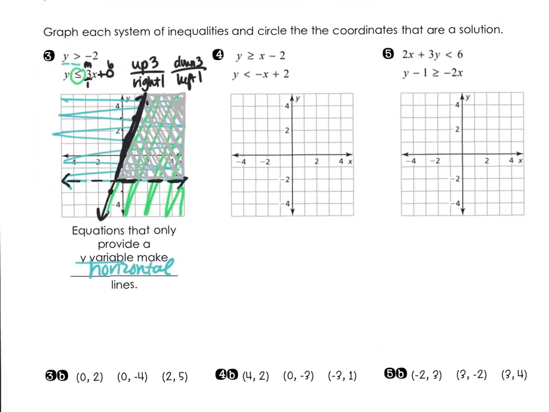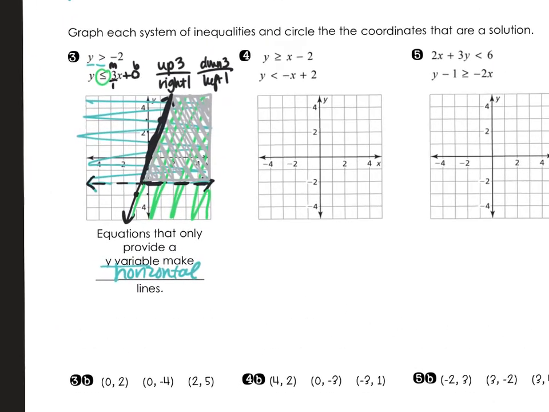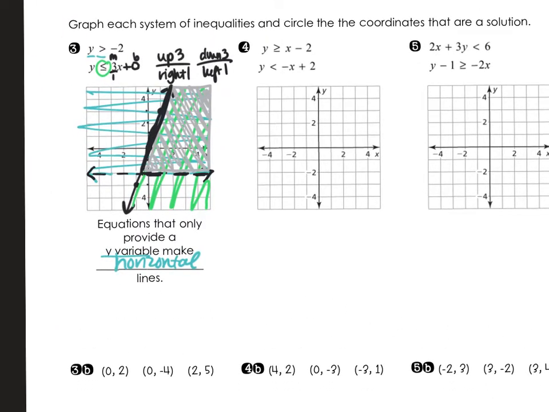Okay, so it also says graph it and then circle the coordinates that are a solution. So I'm looking down here on 3b. So probably the best way here is just plot those points and see if it's in the double shaded area. Okay, so (0, 2). It's kind of hard to see your graph now that you've graphed on it, but I'm not going left or right, but I am going to go up 2. So that would be right there. Okay, so that's in the shading of one line, but not in this overlap area. So that would not be a solution.